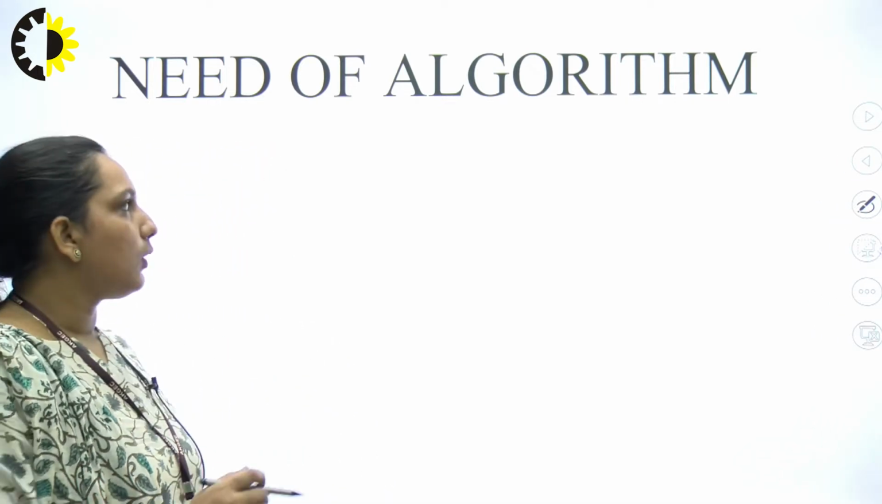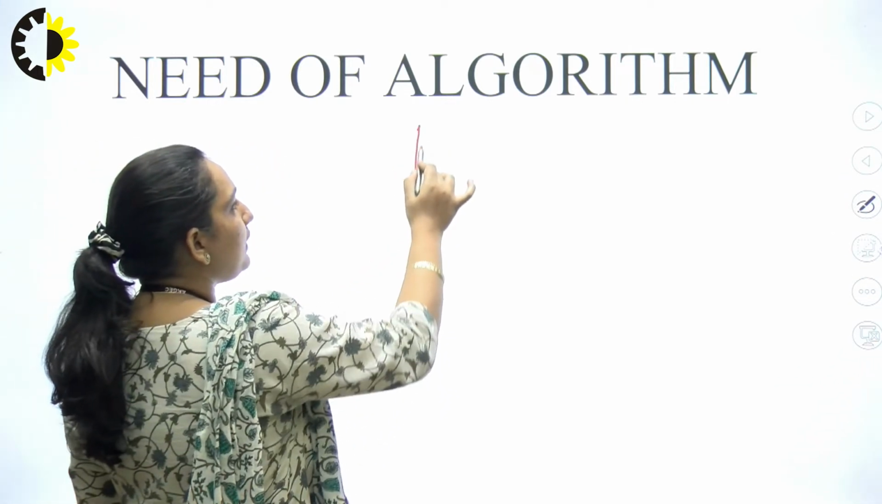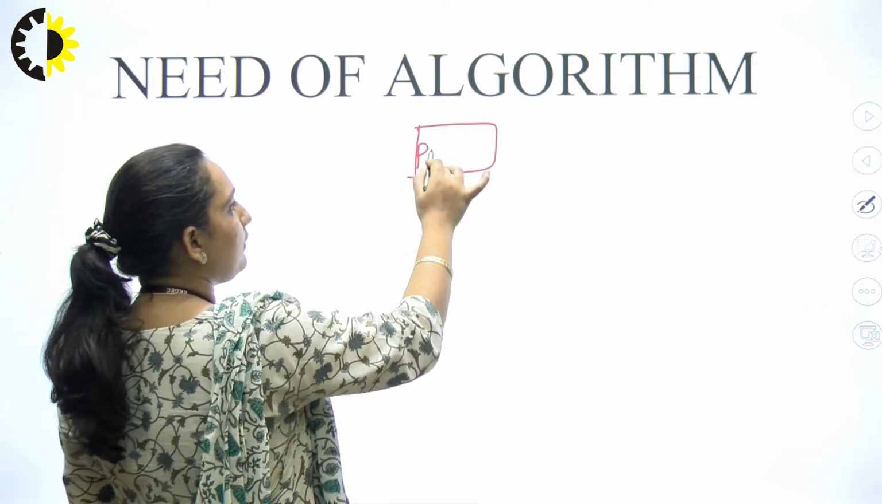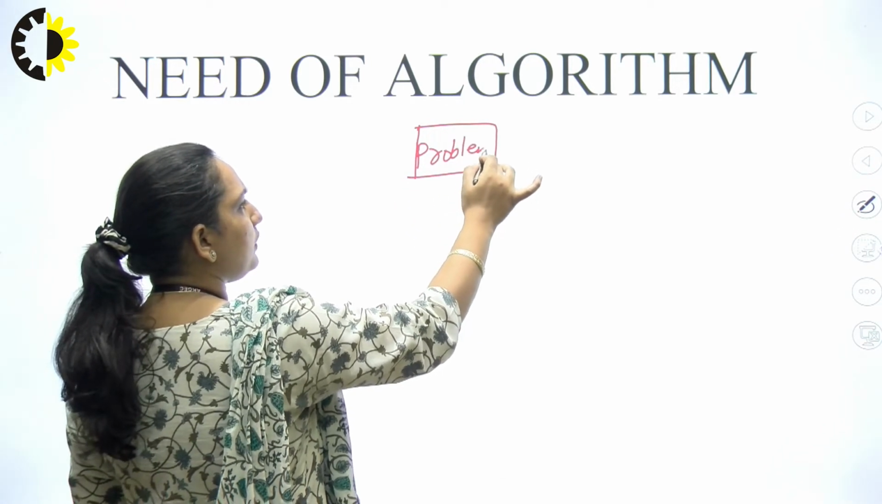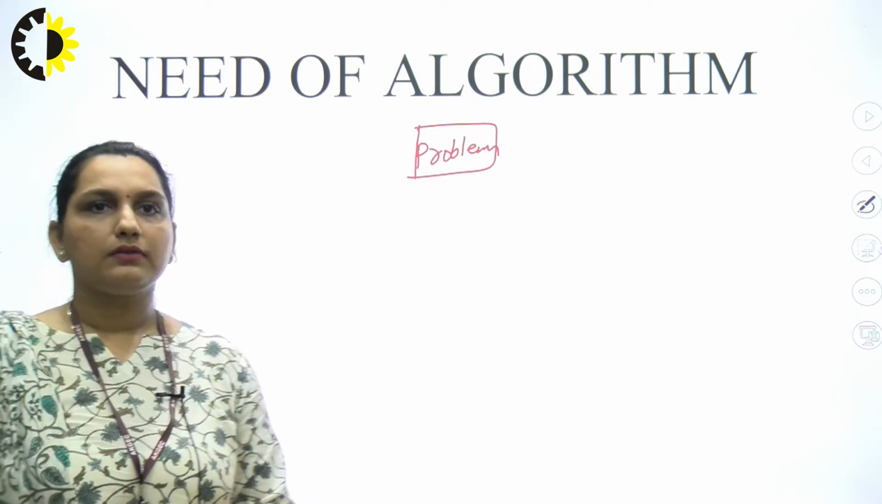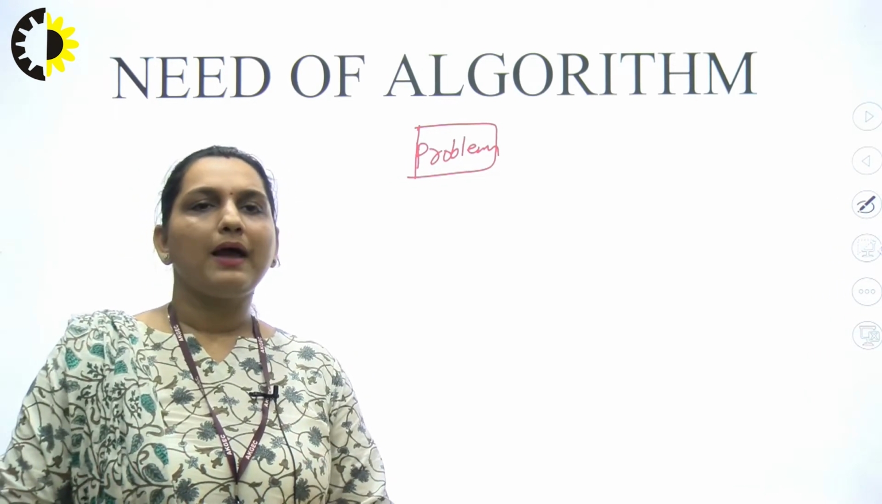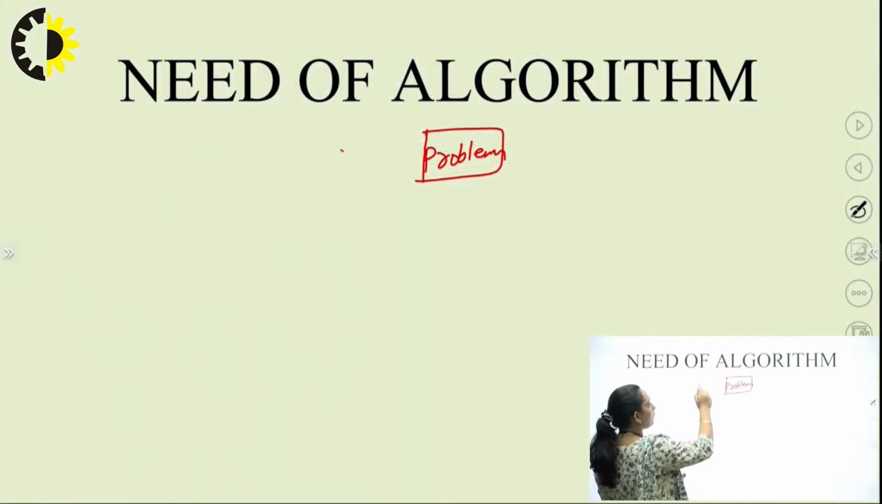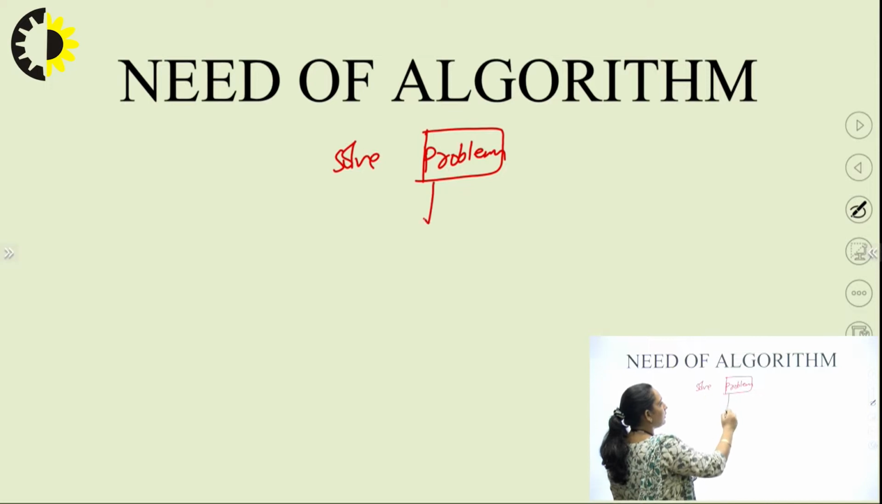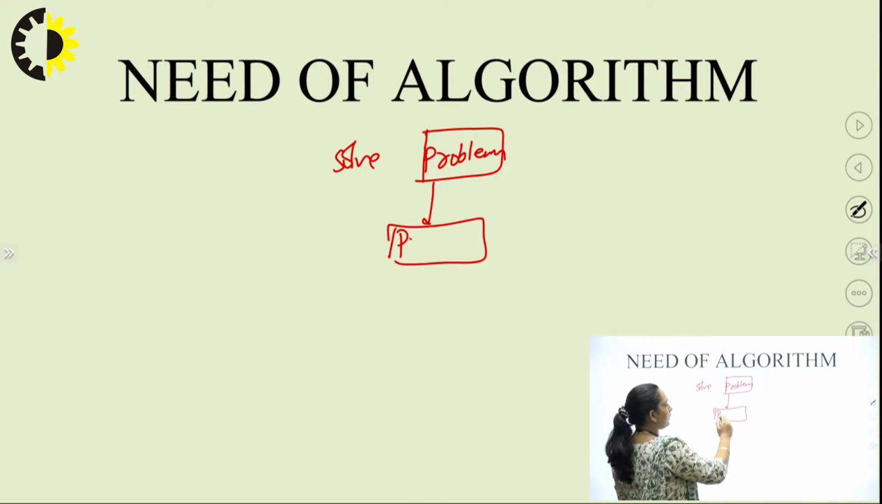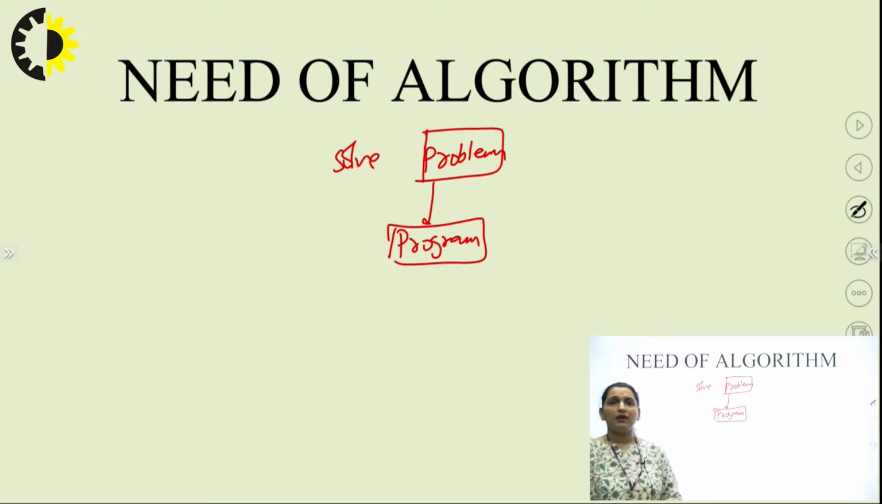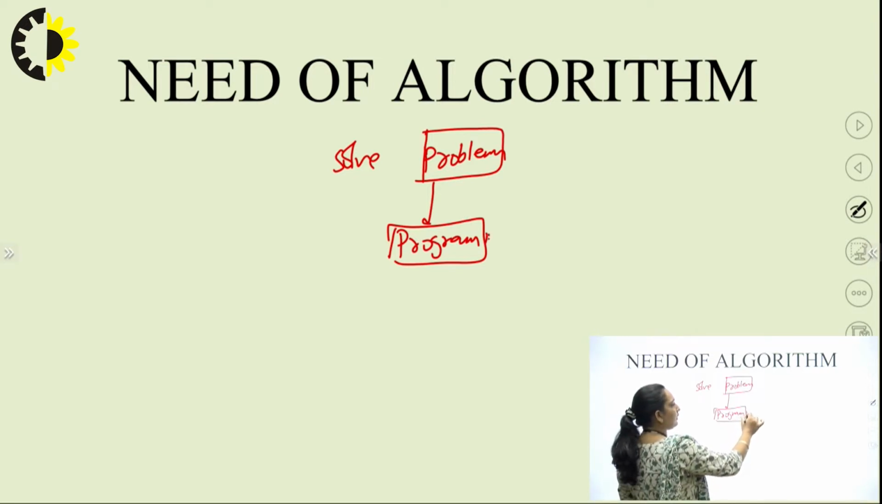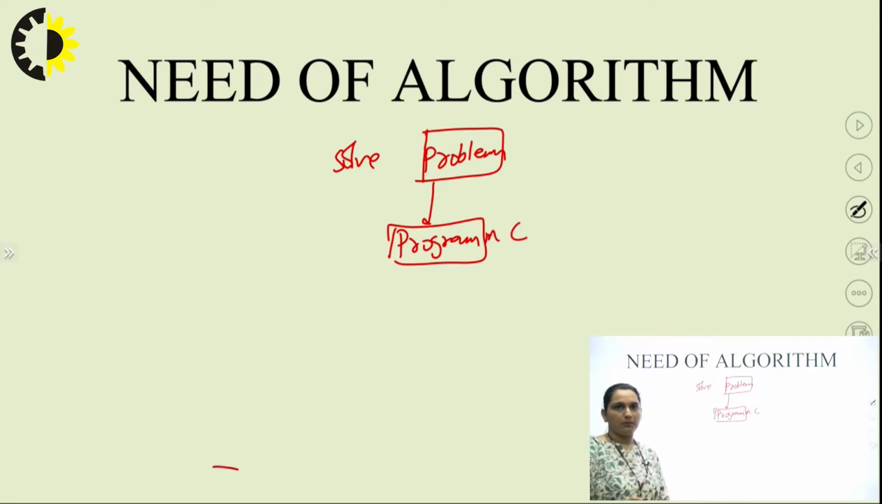Before going to the algorithm, we have a problem, any problem that we are facing in the CS or IT branch. That problem has to have a solution. To solve any problem, we write a program for it in any language, in C, C++, Java, any language. For example, in C, we have a solution for that problem.